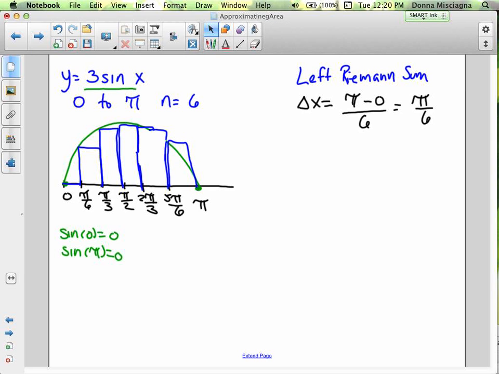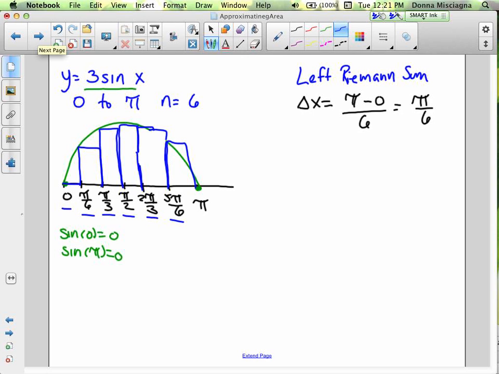Is it not supposed to be out of the circle though? Nope, whatever the rectangle is. Yeah, whatever the rectangle is. And so we're using 0, pi over 6, pi thirds, pi halves, 2 pi thirds, 5 pi over 6, not pi. It's just trying to represent our rectangles.